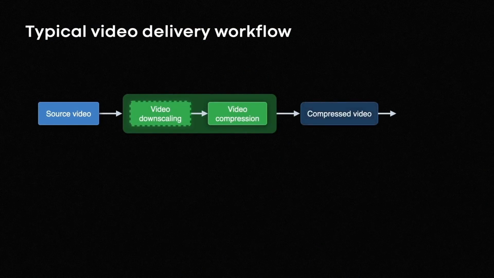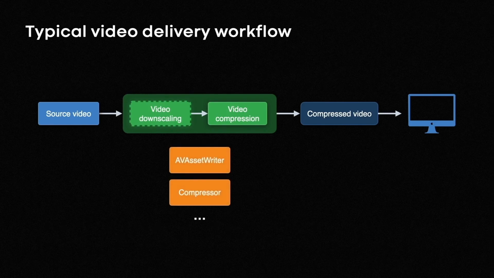Alright, let's start by looking at a typical video delivery workflow. In such a workflow, the high quality source video undergoes video compression and optionally video downscaling to generate videos with lower bit rates. And these low bitrate videos can then be easily delivered over a bandwidth-constrained network. A few possible ways to use such workflows include AVFoundation APIs, such as AV Asset Writer, apps such as Compressor, or it can be one of your own video compression workflows.